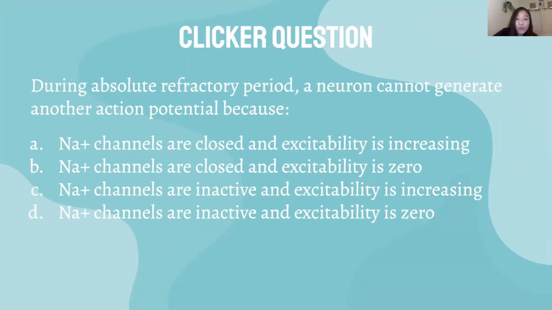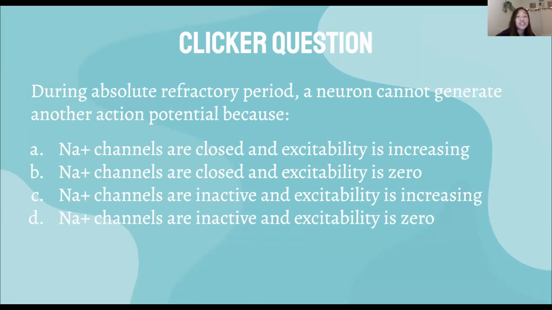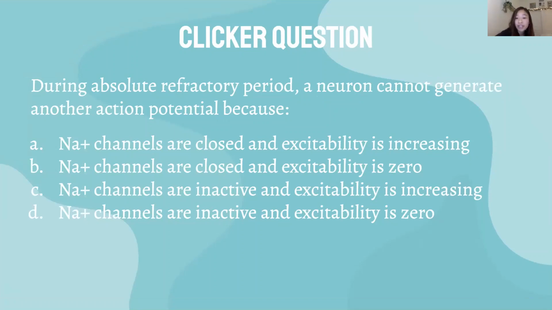So I have a clicker question for you to test if you heard what I said in the past slide. During absolute refractory period, a neuron cannot generate another action potential because A, the sodium channels are closed and excitability is increasing. B, sodium channels are closed and excitability is 0. C, sodium channels are inactive and excitability is increasing. Or D, sodium channels are inactive and excitability is 0.